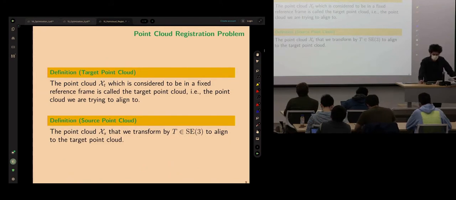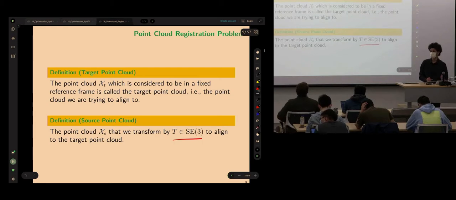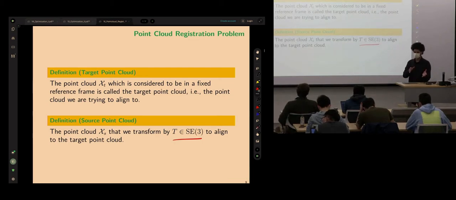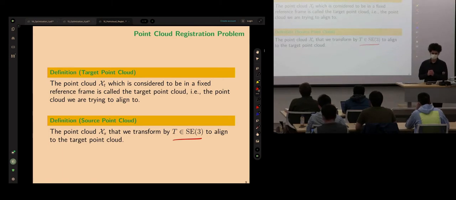We define 2 point clouds. The first one is called the target point cloud. The target point cloud is considered to be in a fixed reference frame. This is the fixed frame, and we want to align to it. The second point cloud, we call it the source point cloud. The source point cloud is the point cloud that we apply the transformation to, such that after rotating and translating its points, it is aligned to the target point cloud. Okay? And we are after this transformation.